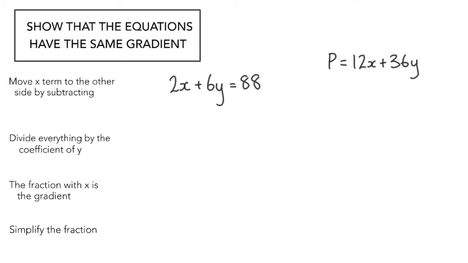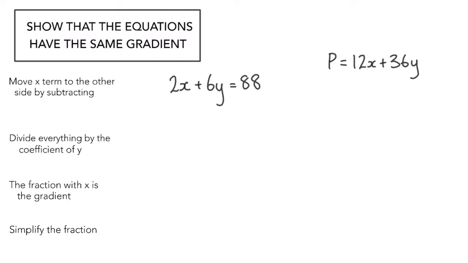Here we're going to look at how to rearrange equations to show that they have the same gradient. So I've got two equations here written on my page that we're going to use as our first example. I'm just going to follow the steps that I've written out here on the left, and the aim of what we're wanting to do is rearrange our equation so it says y equals a whole bunch of stuff, and we're going to look at the numbers around the x to find what the gradient is.